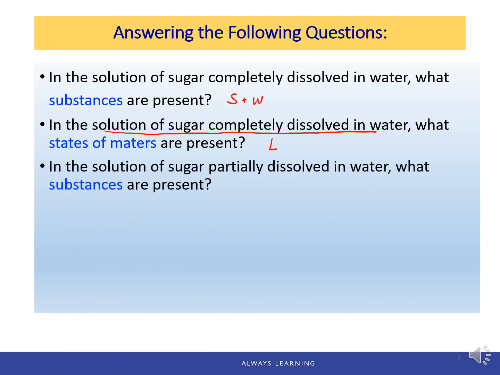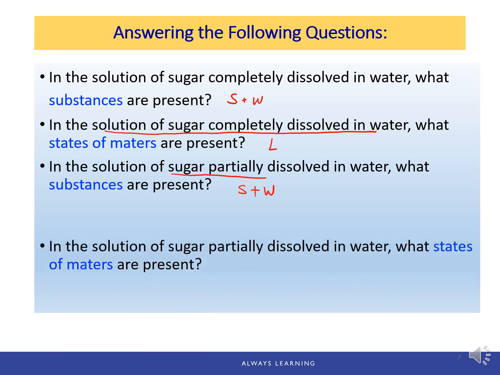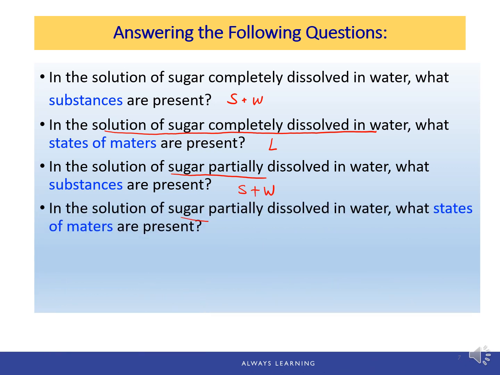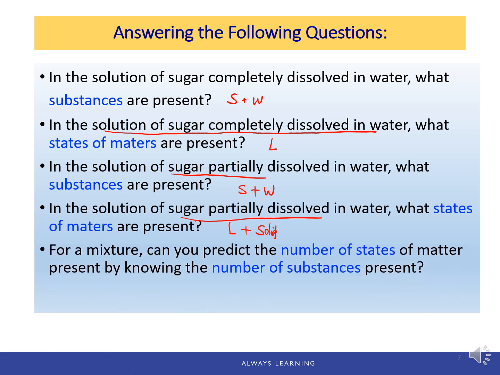Number 3, in the solution of sugar partially dissolved in water, what substances are present? Well, same idea, right? The substances are still sugar plus water. And now, in the solution of sugar partially dissolved in water, what states of matter are present? Well, now we have two states of matter: liquid and solid. Number 5, for a mixture, can you predict the number of states of matter present by knowing the number of substances present?